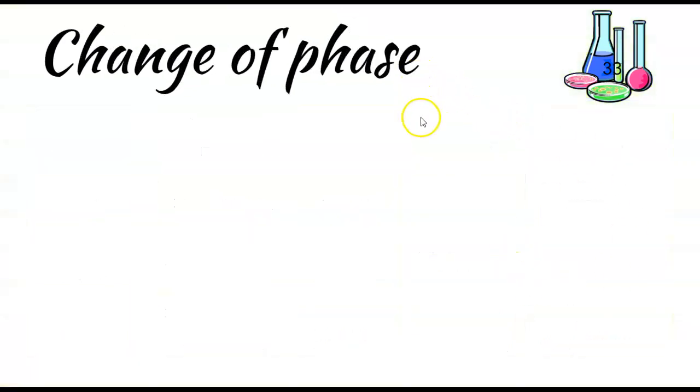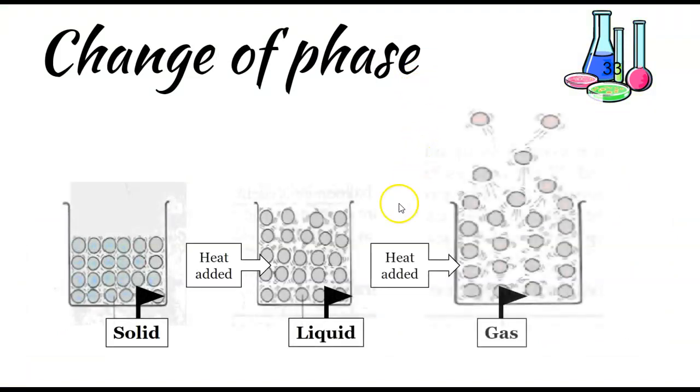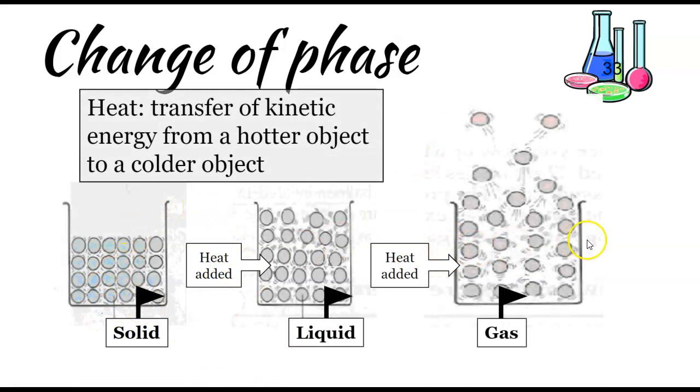All right, change of phase. Looking at this, we have a change of phase from solid to liquid to gas. Well, how do we do that? We have to add heat. Well, what is heat? Heat is the transfer of kinetic energy from a hotter object to a colder object. In this case, my hotter object is the heat that I'm adding, like say a flame. A solid heated will turn into a liquid, which heated again will turn into a gas, right? And you can see the vibrational and almost rotational, and then here's the translational.